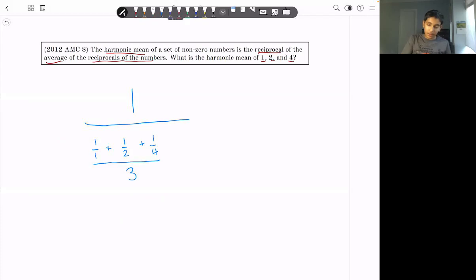Okay, so let me just explain this a little bit more. So this over here is going to be the average of the reciprocals of the numbers, because the reciprocals are 1 over 1, 1 over 2, and 1 over 4. And the average is when you divide by 3. And then we take the reciprocal of that.